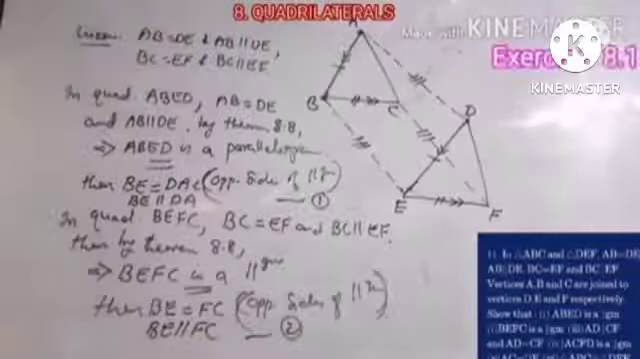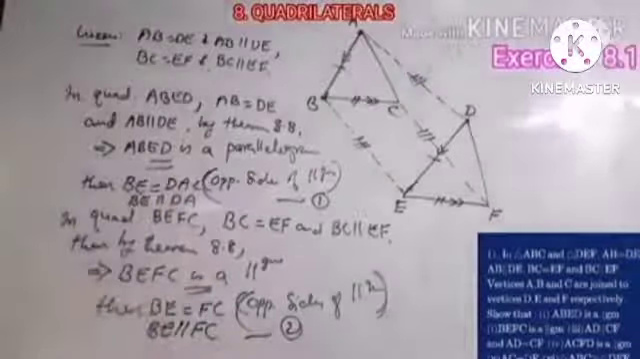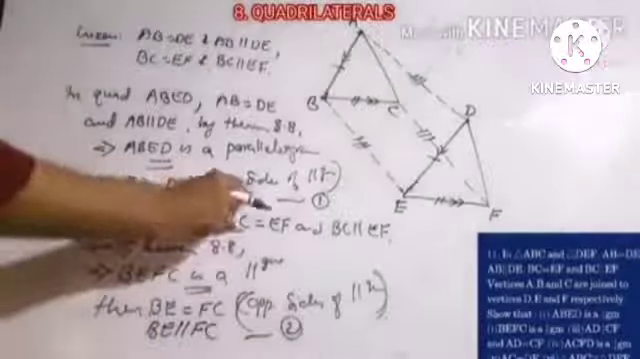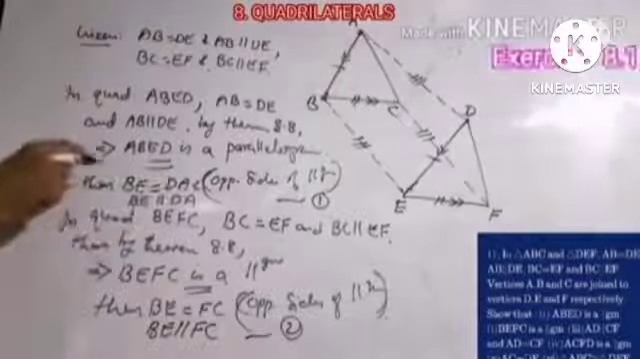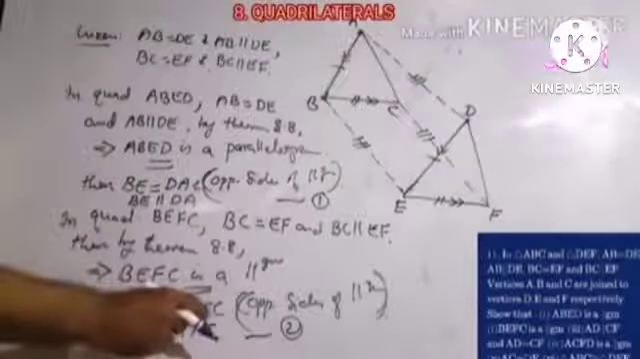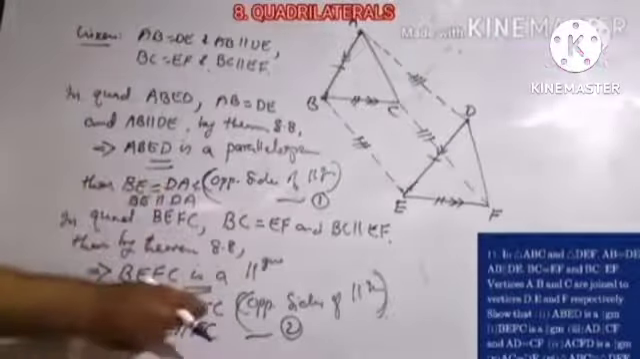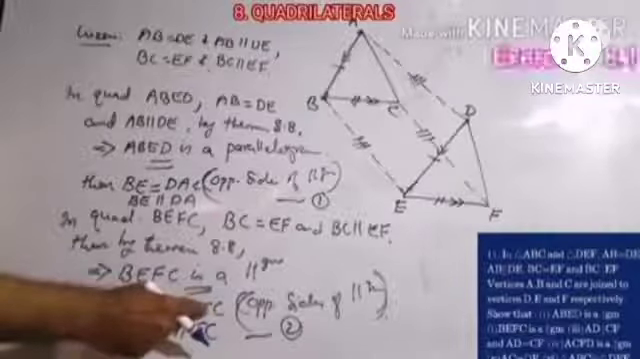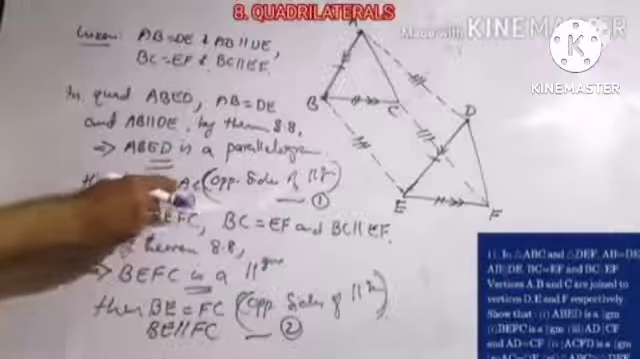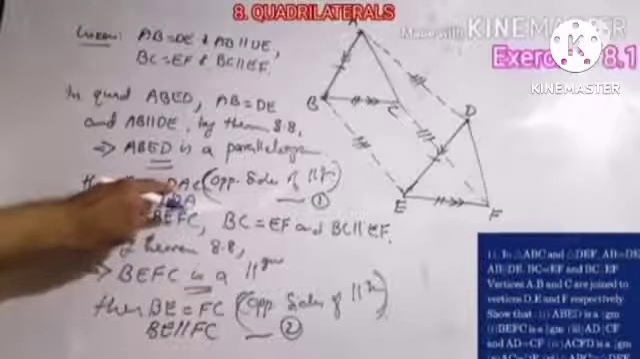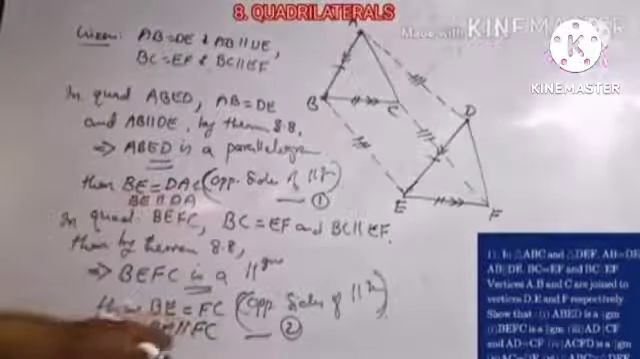We know that in a parallelogram, opposite sides are equal and parallel. So consider these steps to prove the third one. From 1 and 2, from 1 we have BE equal to DA. Here BE equal to FC. That means DA and FC are equal. So that is the third one. AD equal to CF. CF means FC, and AD means DA. Also BE parallel DA, BE parallel FC.